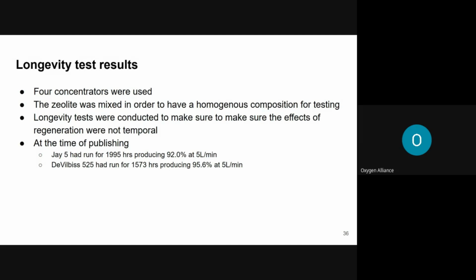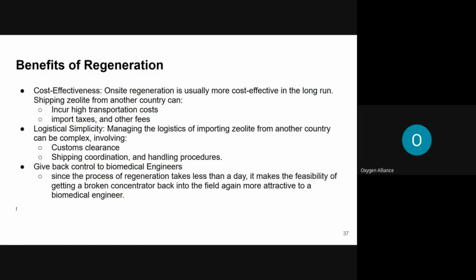Lastly, I will talk about the benefits of regeneration. The first benefit is that on-site regeneration is usually more cost-effective in the long run compared to importing new zeolite. If you are shipping zeolite from another country, you can incur high transportation costs, import taxes, and various other fees.